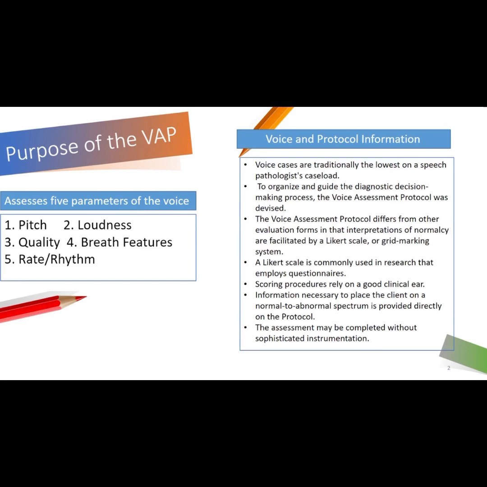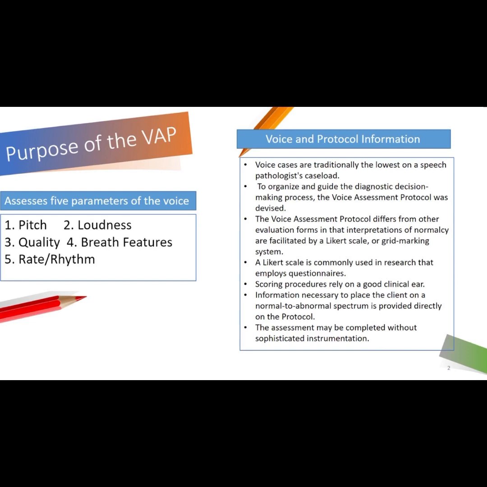The purpose of the VAP is to assess 5 parameters of the voice: pitch, quality, loudness, breath features, and rate and rhythm. Voice cases are traditionally the lowest on a speech pathologist's caseload. The voice assessment protocol was devised to organize and guide the diagnostic decision-making process.